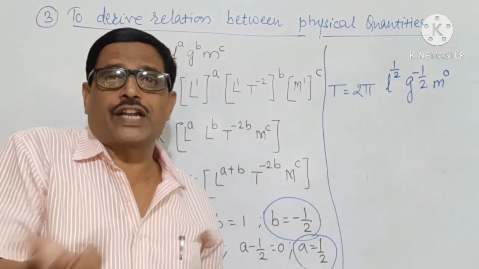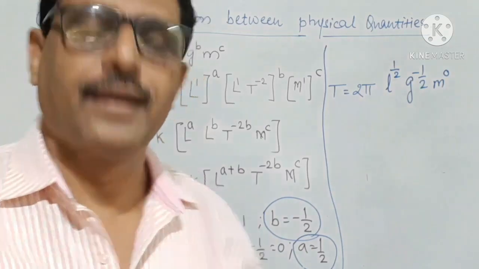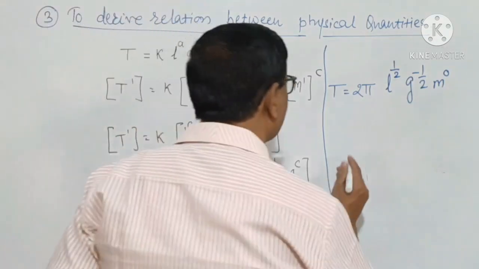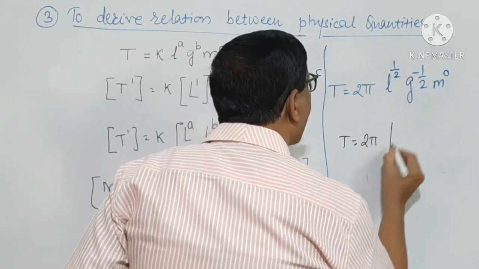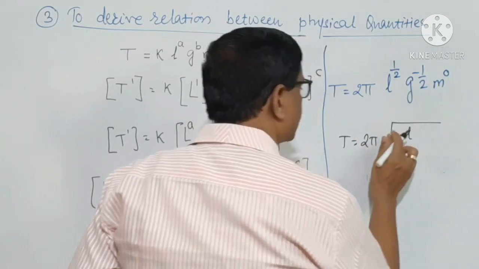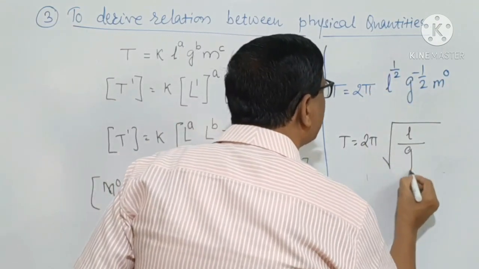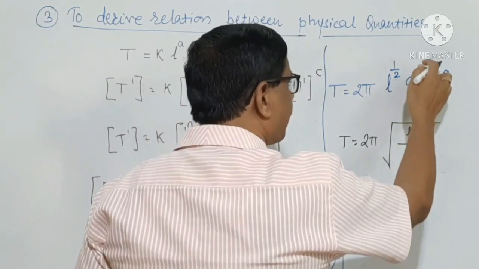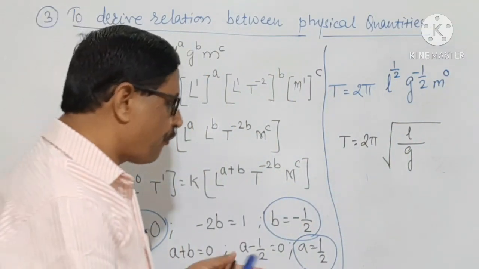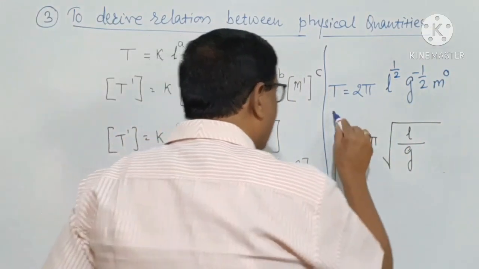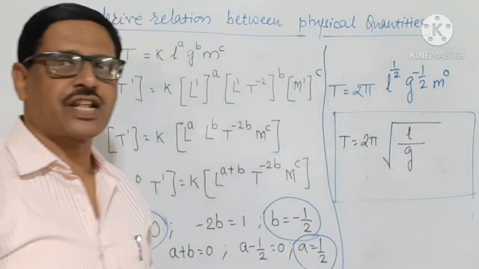Raised to 1 by 2, what does it mean? Raised to 1 by 2 means that it is a square root, and hence finally we get an equation T is equal to 2 pi under root of L, root L meaning L raised to 1 by 2, divided by g. As it is minus 1 by 2, it should be in the denominator, and this is the final equation that we get for the period of pendulum using dimensional analysis.